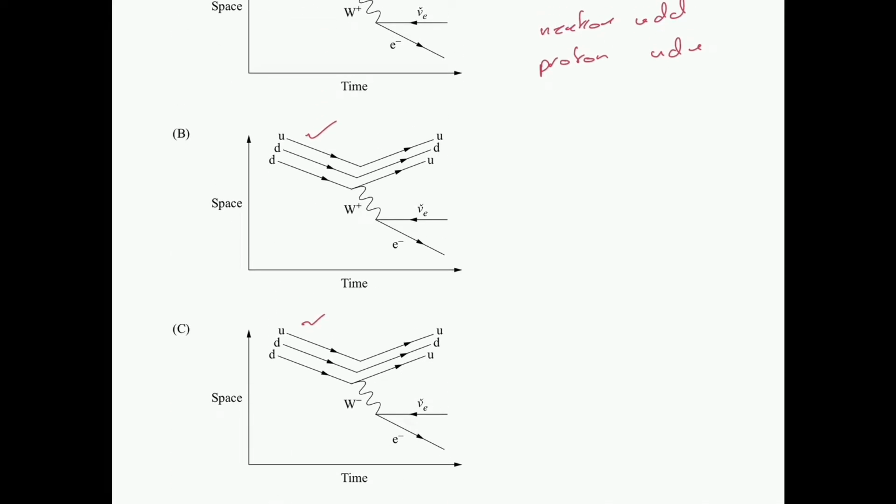So what is the only difference? One has a W positive boson and the other a W negative. An important thing is that neutron decay has a W negative. So option C is the correct option. The two things to remember for this type of Feynman diagram for neutron decay is, if you're putting your neutrons and protons as quarks, that a neutron is an up, down, down, and a proton is two ups and a down.